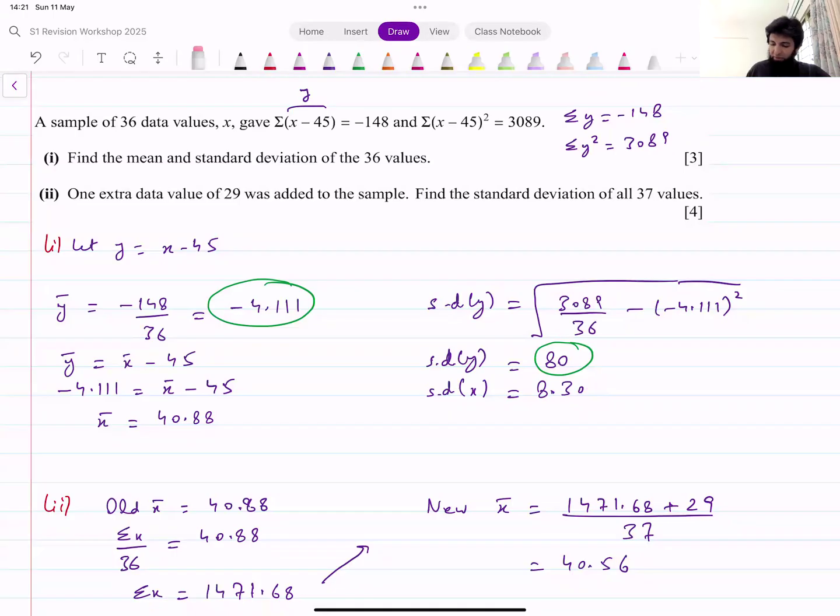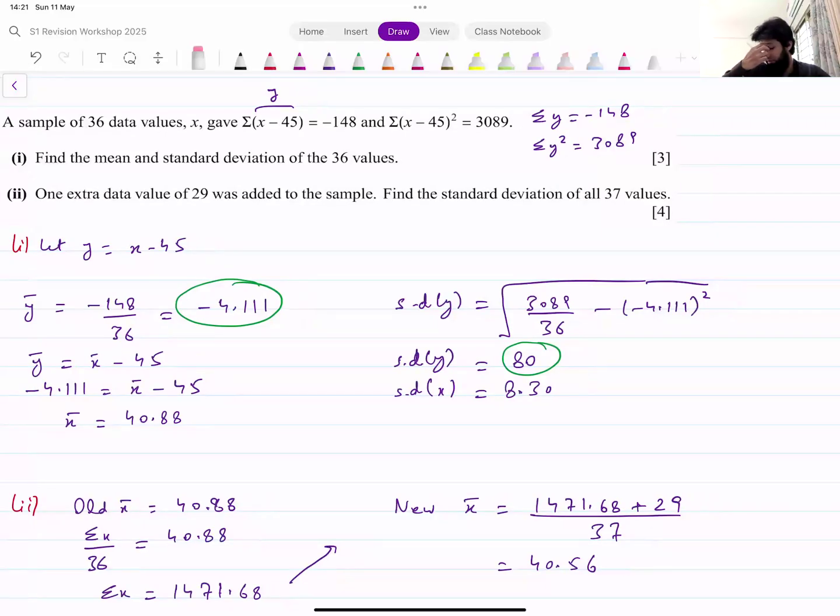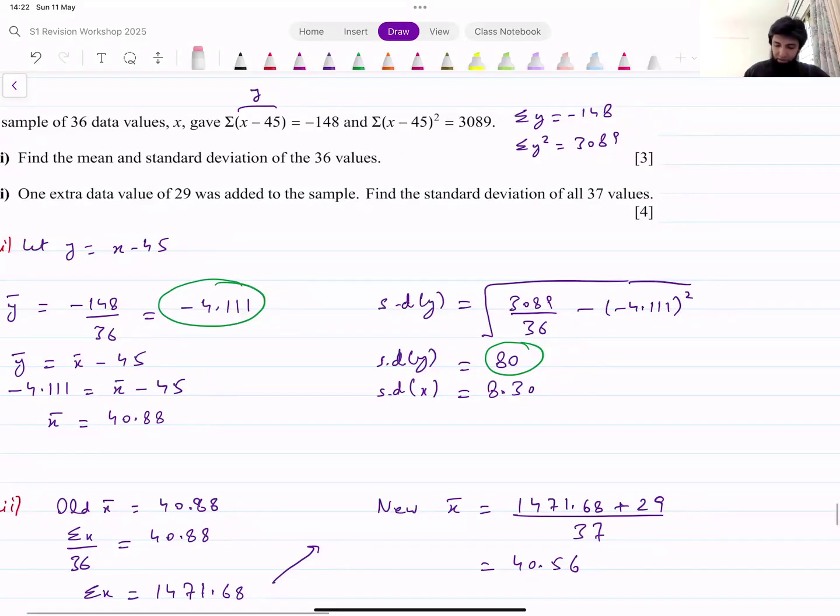Oh, there's something wrong somewhere. It's not supposed to be 80, I think. 3086 minus that, the square root of that, because both of them have to be equal to each other.